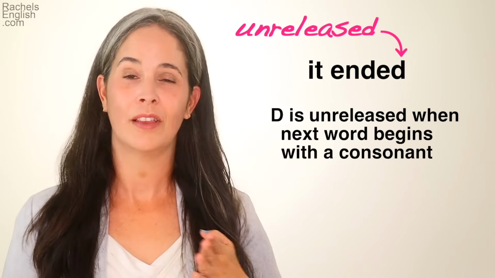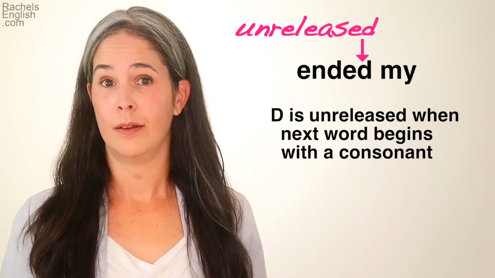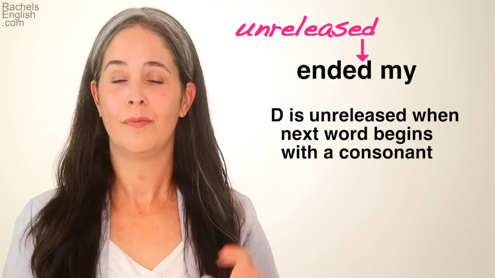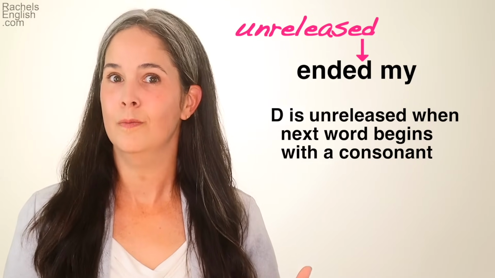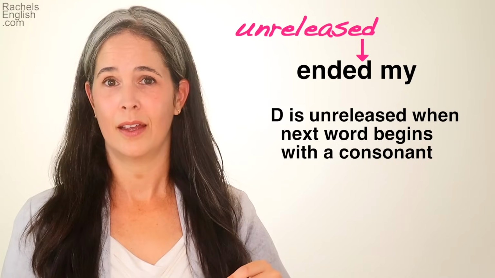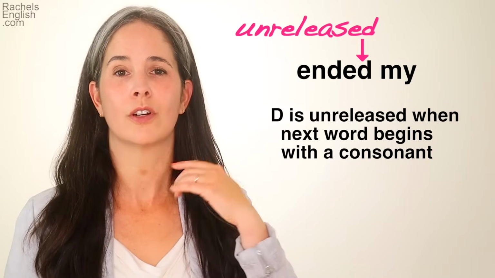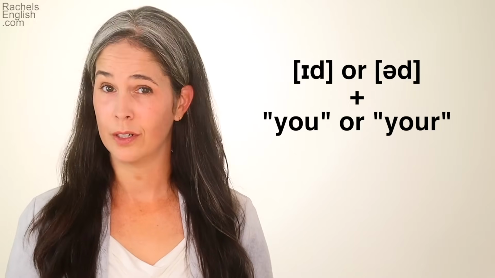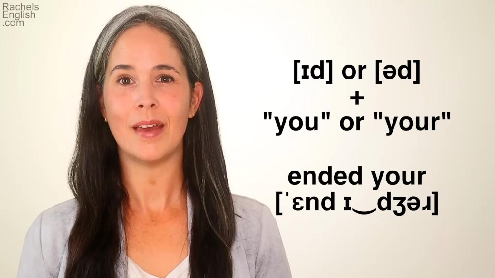Ended. Now, if it links into a word that begins with a consonant, we'll also make that unreleased sound. Ended my. So it's not ended my. We don't release it. It's ended my. Releasing the D is just a little bit extra. We don't want to make that much of the D, so we vibrate the vocal cords, but then go on to the next sound. Now, if the next word is you or your, you might hear the ending become a J sound. Ended your.